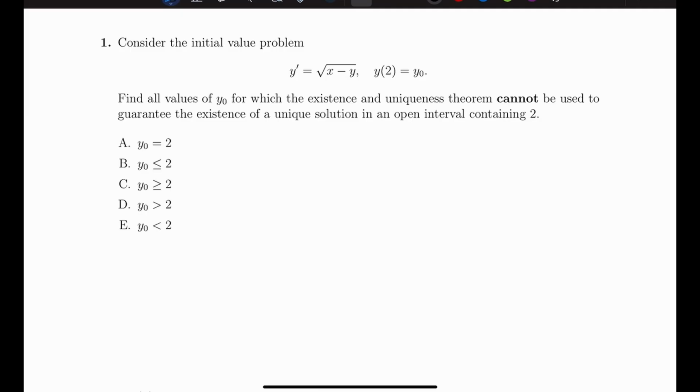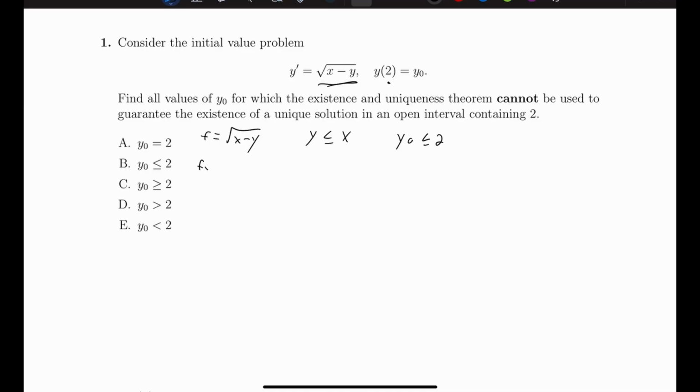So remember, to start, we need to find discontinuities on both f and f sub y, and we treat f as this equation here. So f equals square root of x minus y. Obviously, here you can't take the square root of a negative number, so y has to be less than or equal to x, and that means that y naught has to be less than or equal to 2, because 2 is our given x back up here.